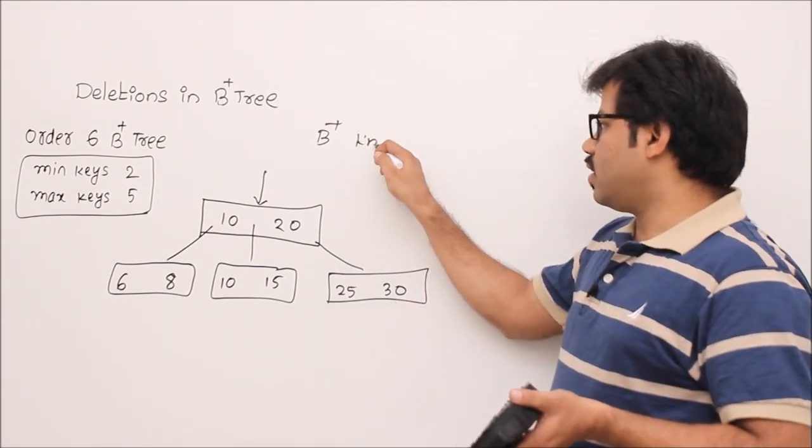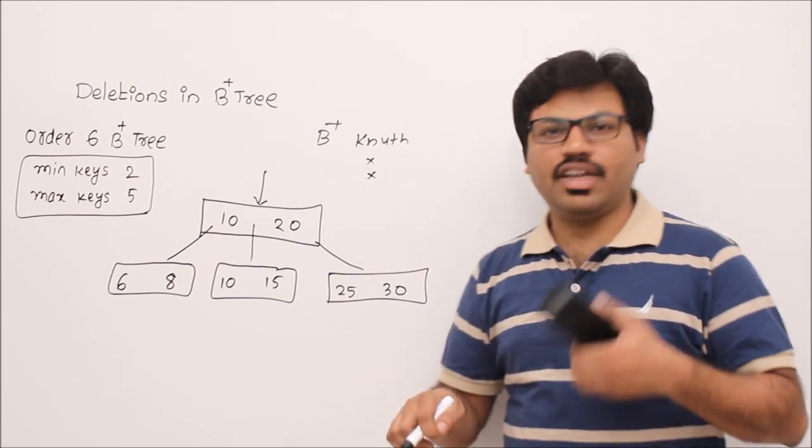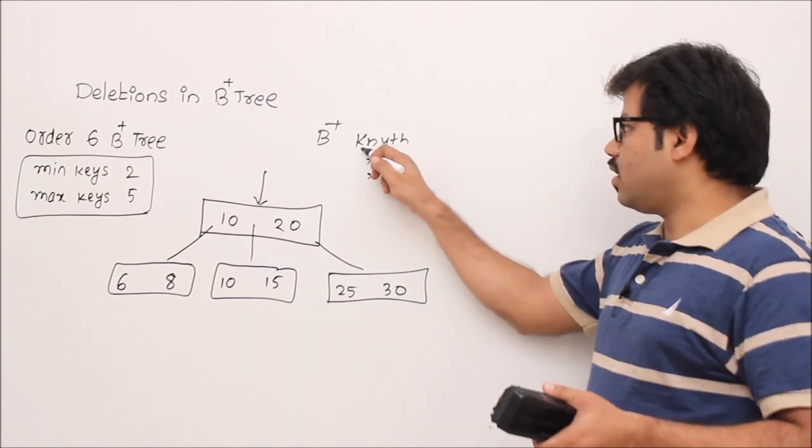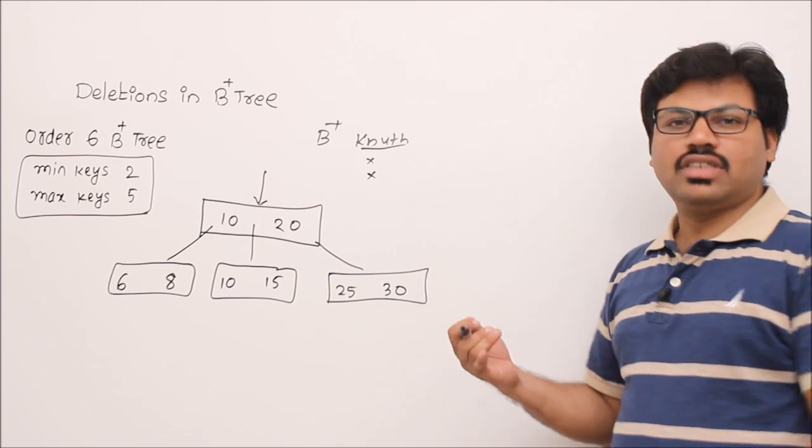One of them is Knuth. Knuth defined the B plus tree, and some other people also defined the B plus tree in different ways. Knuth's definition is nothing but whatever we are following. We know that. So other definitions are like this.